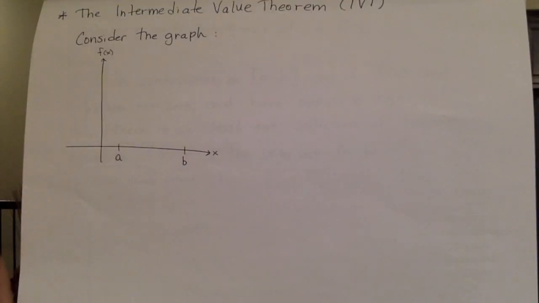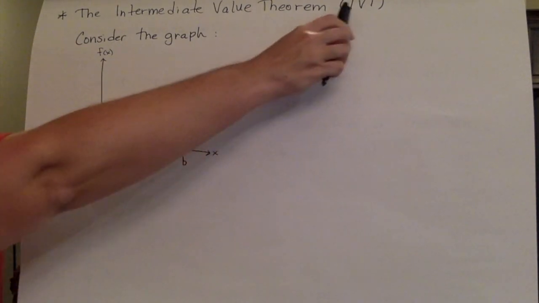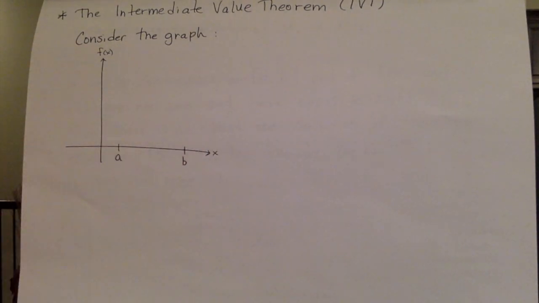Okay, next we have something called the intermediate value theorem, also abbreviated IVT. That's a pretty common abbreviation in calculus, so just FYI, that would be okay to write in your notes.